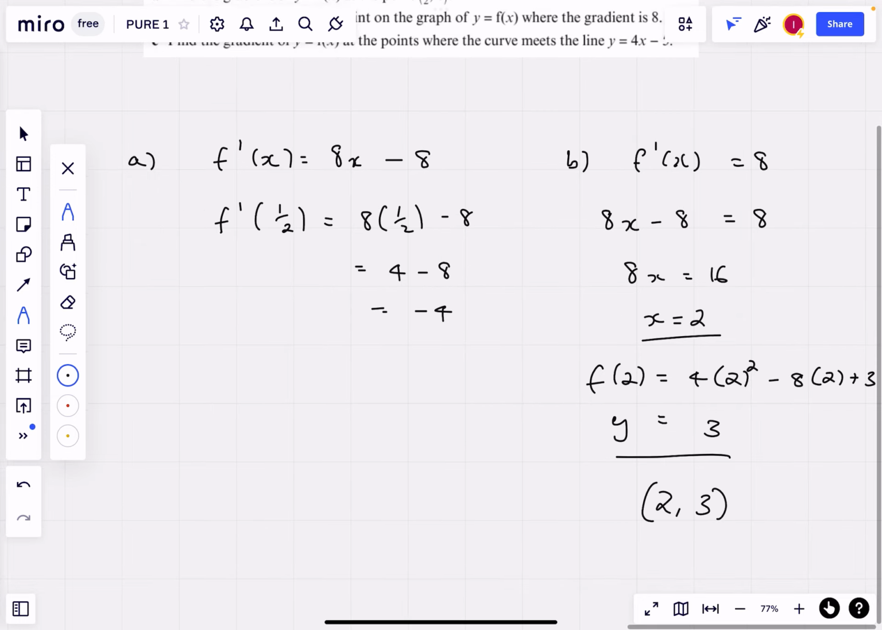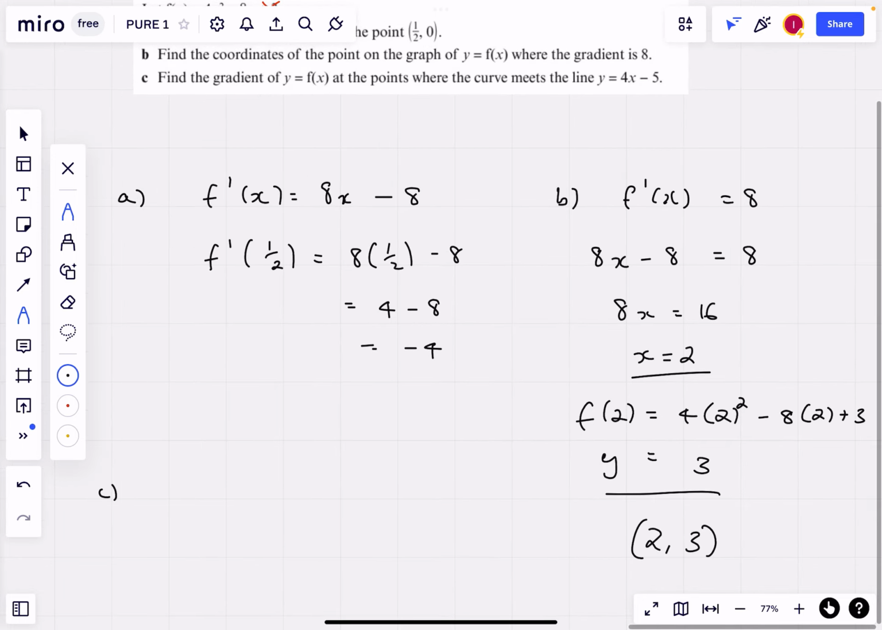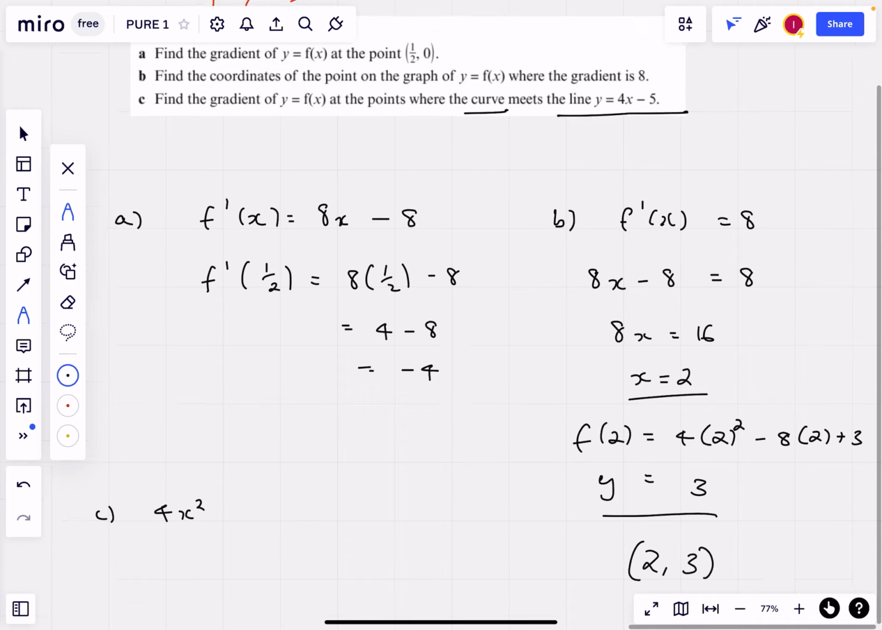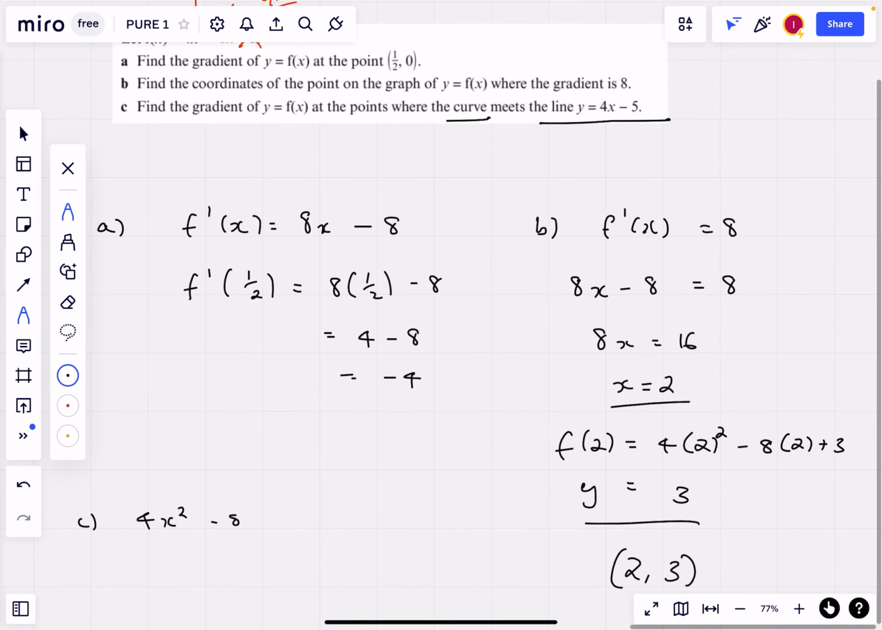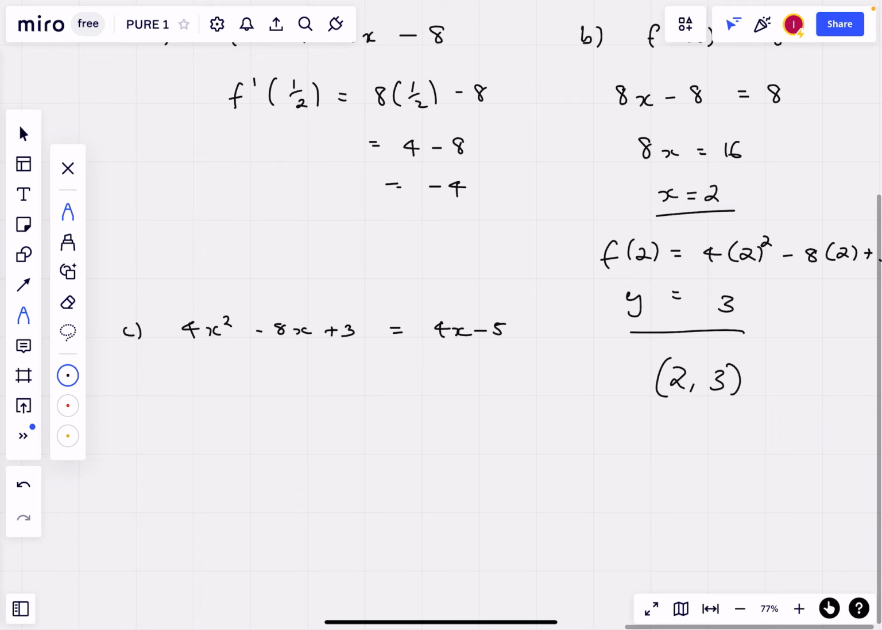Okay. Part C. Find the gradient of y equals f(x) at the points where the curve meets the line y equals 4x minus 5. Okay. Curve meets line. Curve is 4x squared minus 8x plus 3. That's going to equal 4x minus 5. Now what you're going to do is solve for x. So can you try that for me, please?